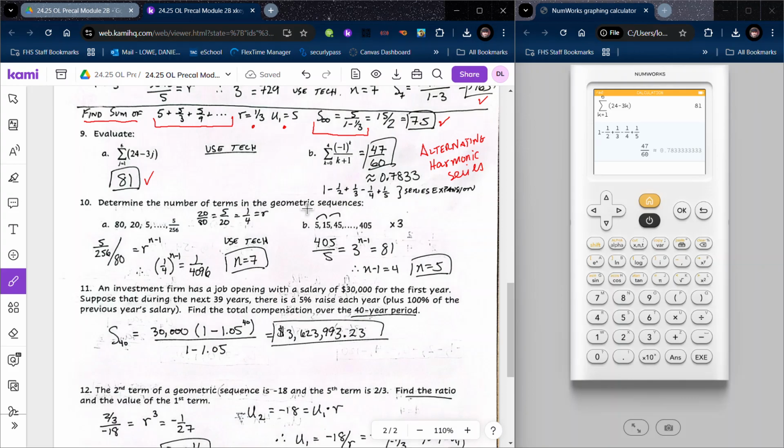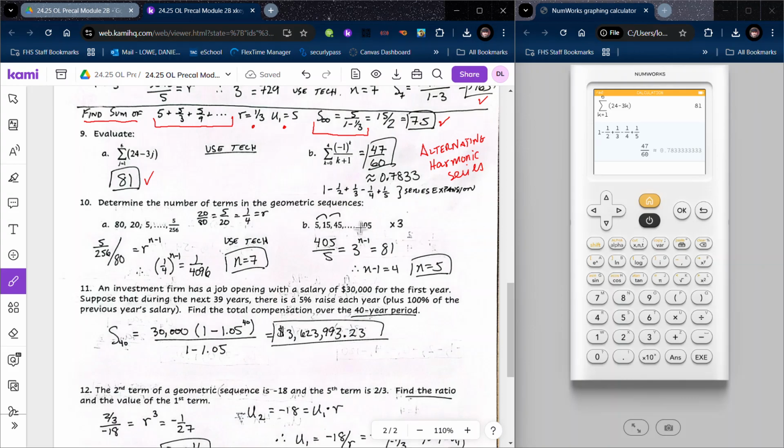So if I want to figure out the number of terms, I take my last term and divide it by the first term if it's geometric. That's going to be my common ratio raised to the n minus 1 power. I can determine that my common ratio is 1/4, and so 1/4 to the n minus 1 power is 1 over 4096. Use technology, and I'll get n equals 7.